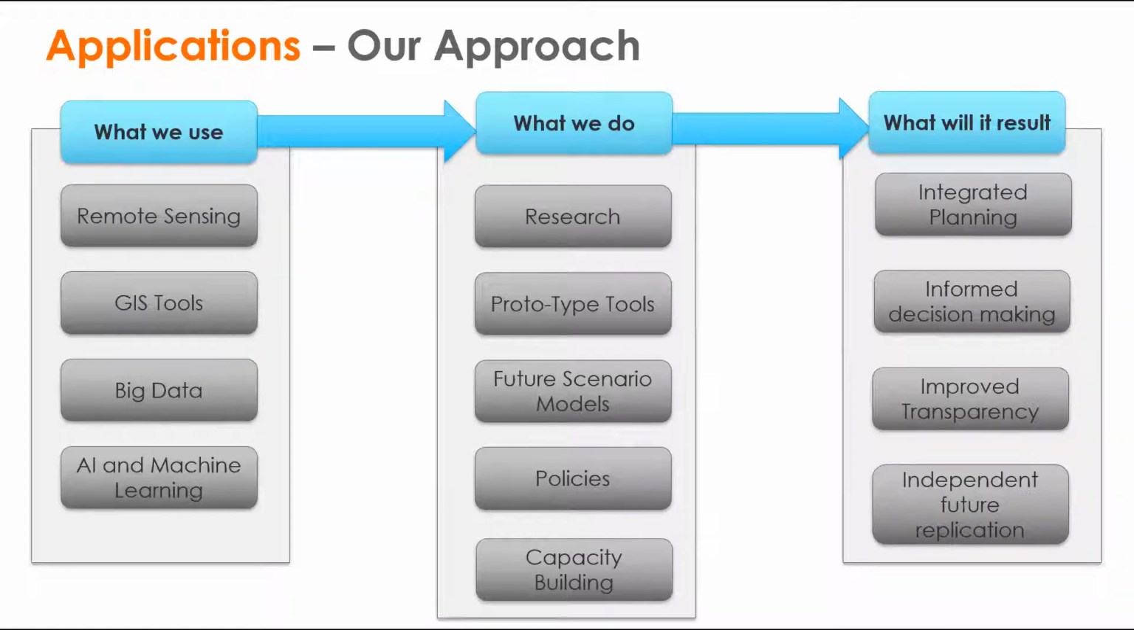And what we are expecting out of it is an integrated planning approach where people are making decisions based on information. We are also expecting that it will improve transparency, so the process will be more transparent. And I personally don't want anyone to depend on me for all these analyses, so we are looking at independent future replication. That is, someone else is able to replicate our ideas without our support itself. That is one of our goals. So this is our overall approach.